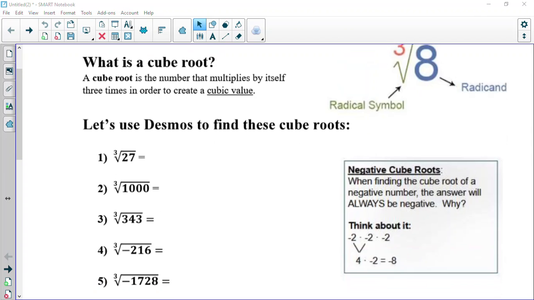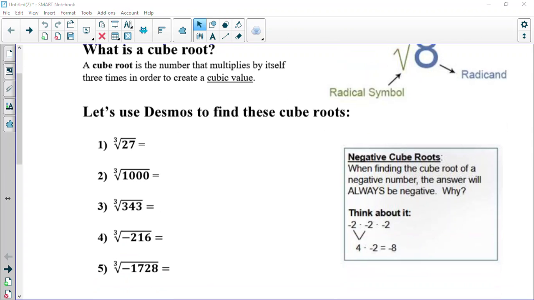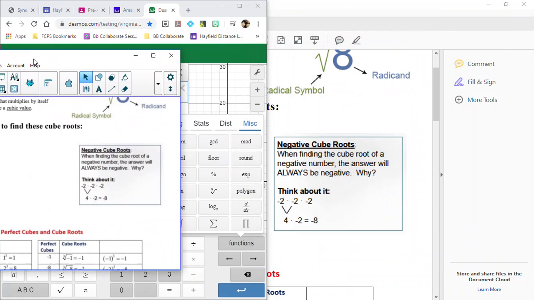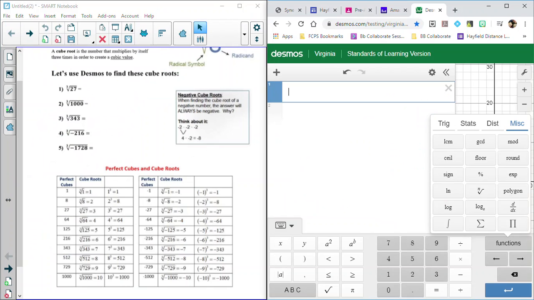So what we're going to do first is we're going to take a look at what these would look like if we did them in the calculator. So I'm going to go ahead and split my screen so we can take a look at those.